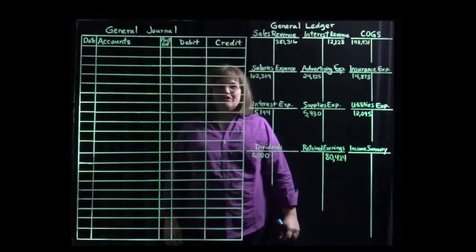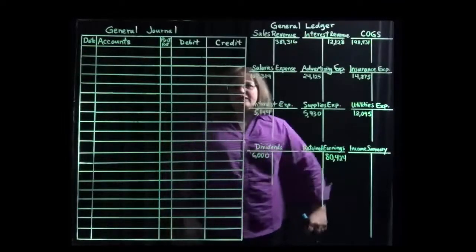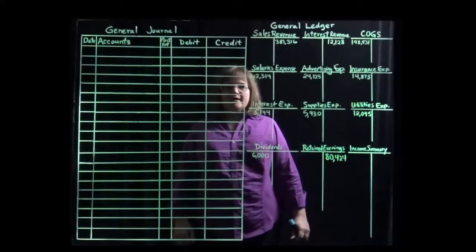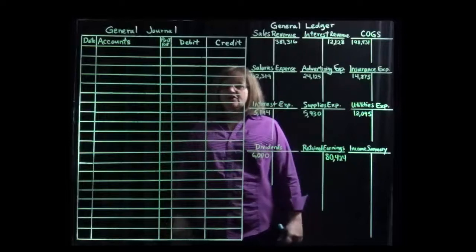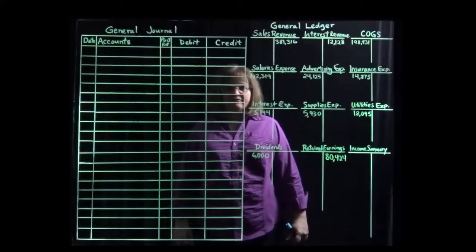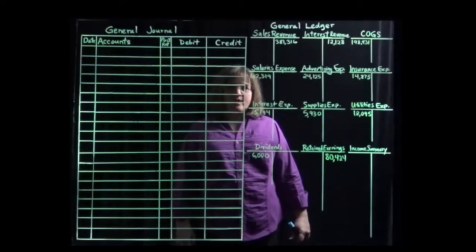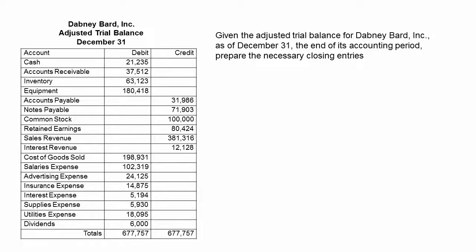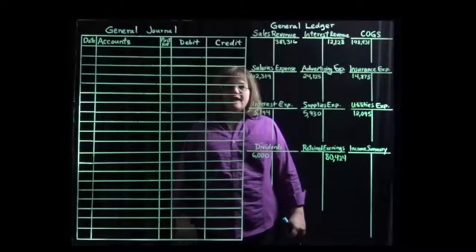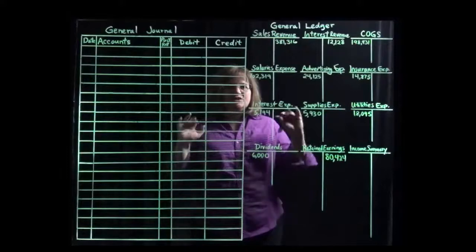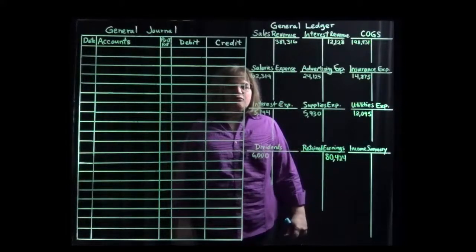Hi, I'm Dr. Cheryl Dunn, and this video is to demonstrate how to make closing entries from a company's adjusted trial balance that they have at the end of an accounting period. So take a look at the company's account balances that were given. You can see that I've copied some of those balances here onto a mini general ledger in T-account format.